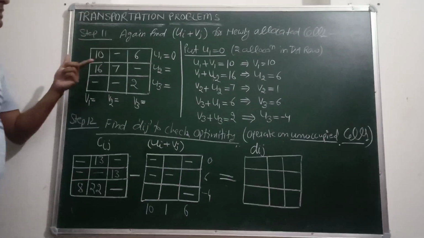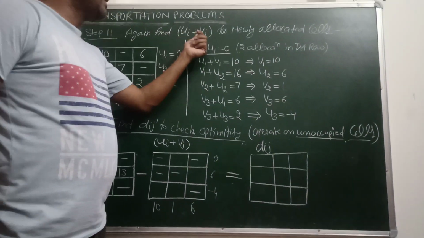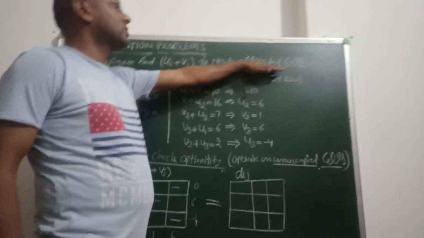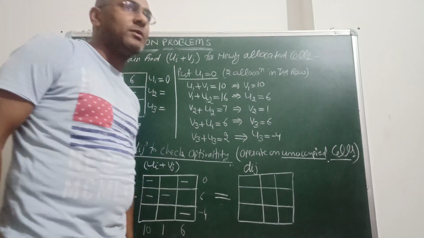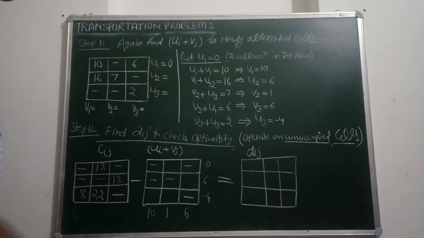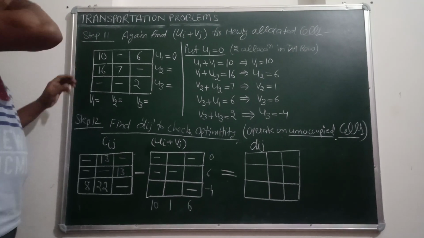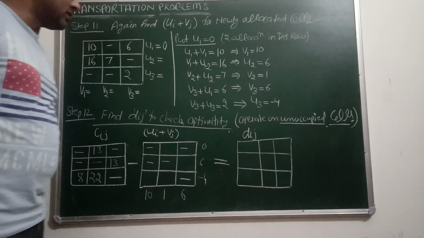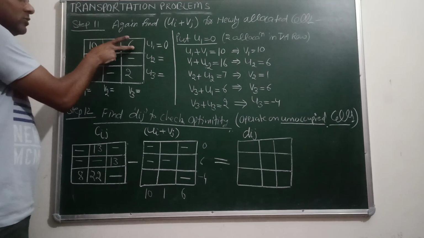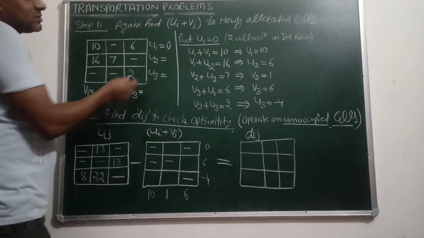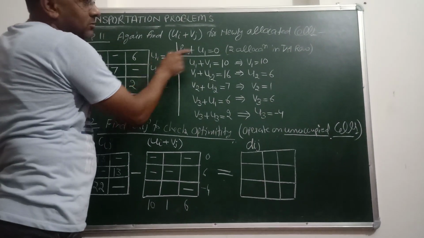This is step 11, and we are again going to find ui and vj values for the newly allocated cells, because after introduction of theta the new cells have been implemented and some of the cells have been eliminated. Okay, so these are the values of Cij for the newly allocated cells. Now again you will see that there are two occupied cells here and two here. So using the same principle we are going to put u1 equal to 0.